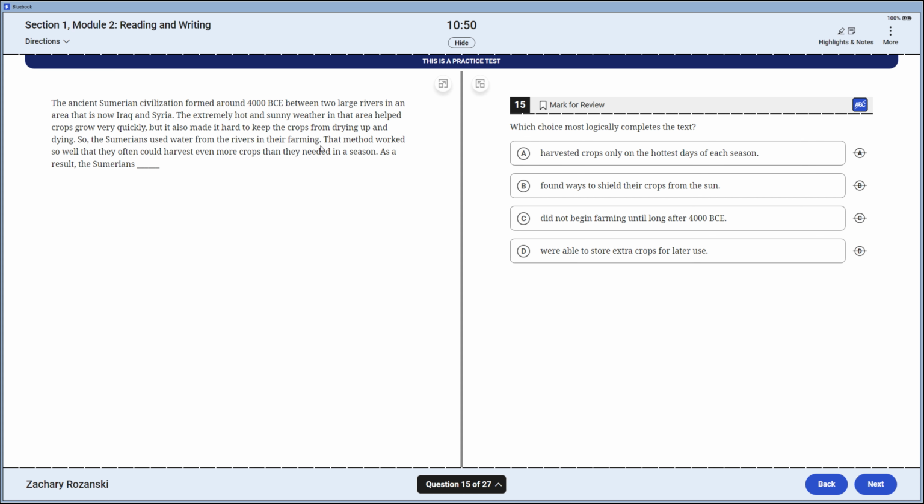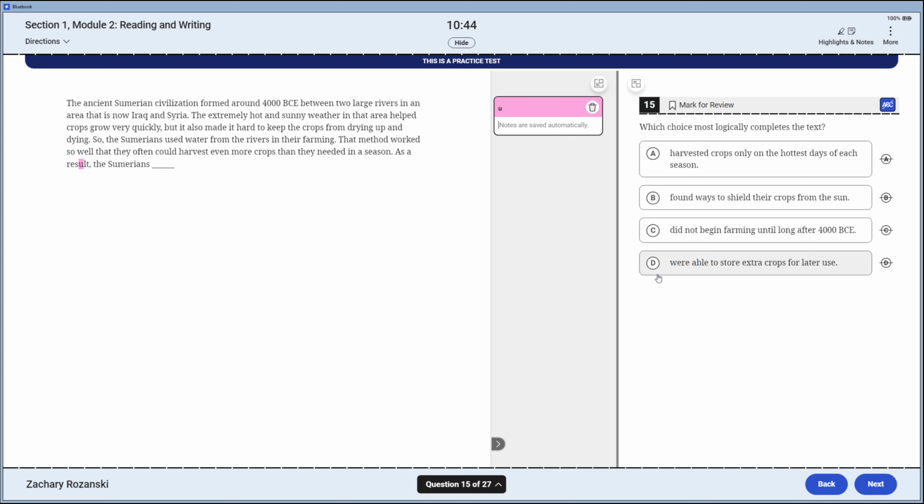Logically completes the text. Our final two. Go to my final sentence. It's saying "as a result." I can set up my "because" template immediately because the previous sentence is going to give me something. Because the method was really good, more crops. That's how I'm going to summarize this sentence: because more crops than needed from the method.